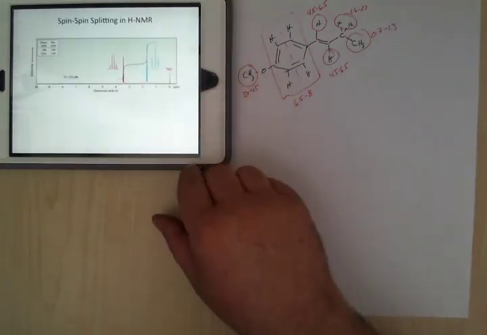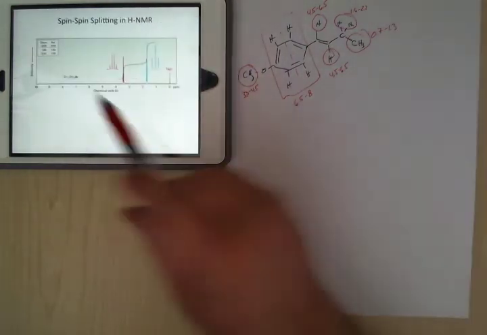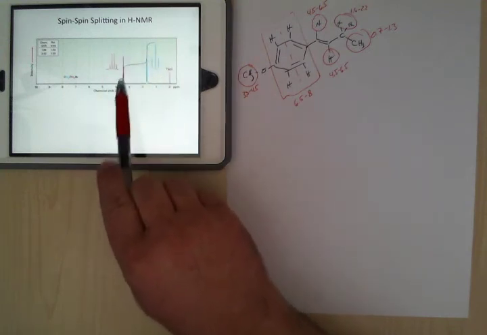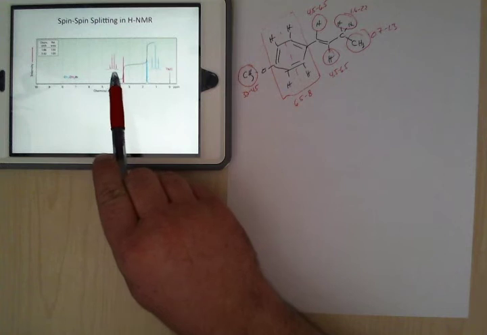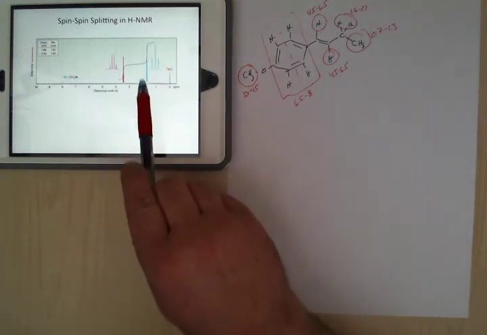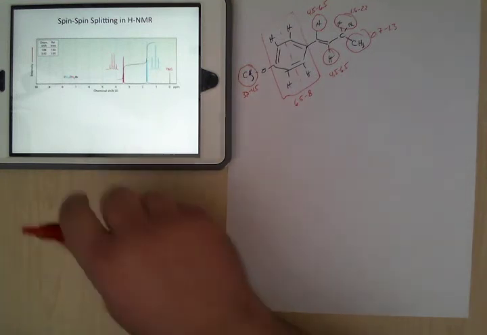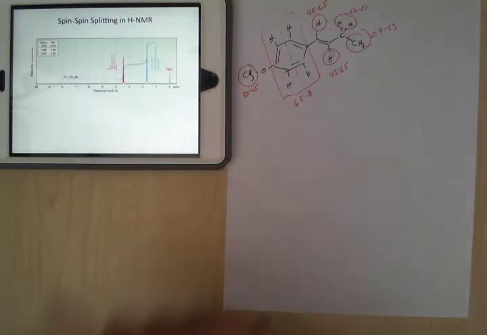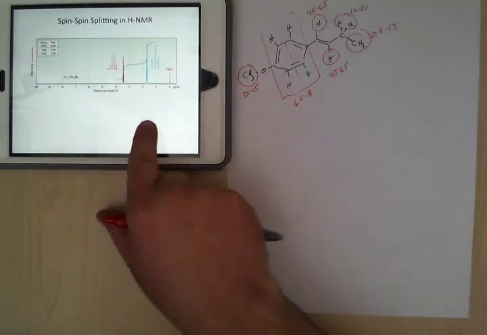And so what happens is the neighbors. Notice how these are broken apart. This signal is not a single signal; it's actually 4 little peaks put together. This is 3 little peaks put together, and this is considered one signal. It turns out that it's the neighbors that are going to be splitting.